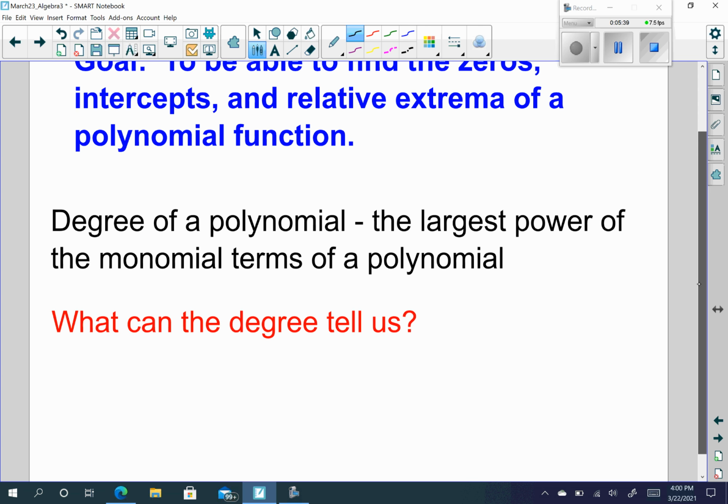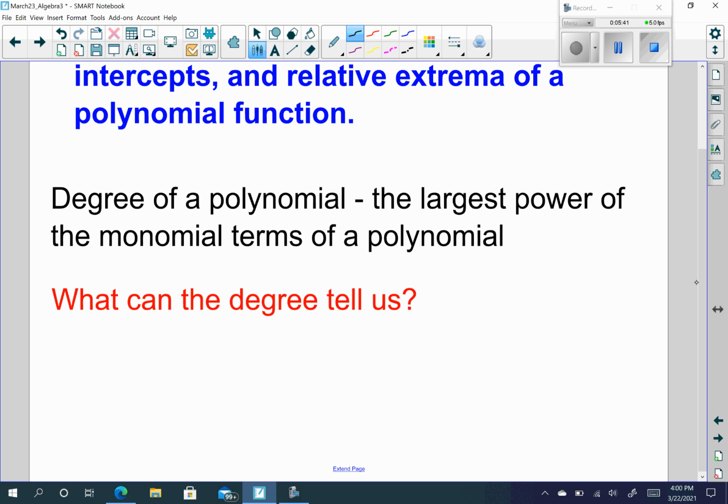All right, so when I refer to the degree of a polynomial, that is the largest power of the monomial terms. Monomial just means we have just single individual terms, all of just one variable. So what can the degree tell us? The degree can tell us the max number of complex solutions or complex zeros that a function has.